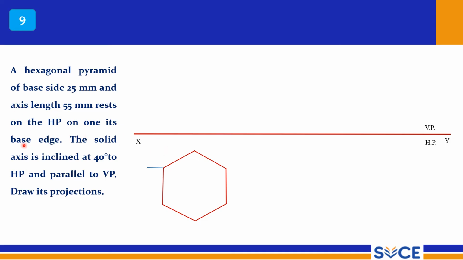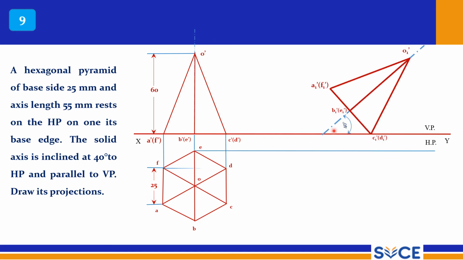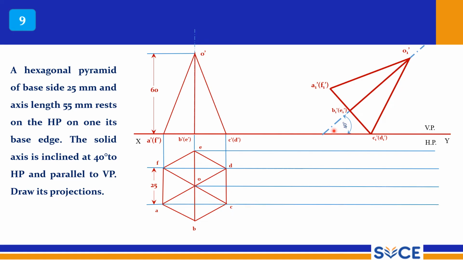The orientation: it is resting on a base edge, so this is the base edge. Give the notations and complete the simple front view. And now the axis is 40 degrees to HP, directly given. You can use the trigonometry concept and complete this problem, right?